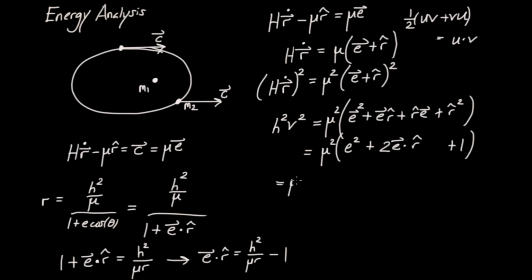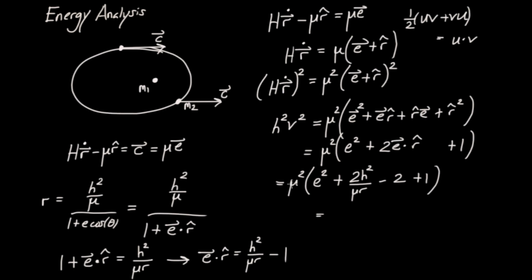I'll leave that mu squared alone for now. We still have that e squared, and then we have twice the dot product. So let me make the substitution here. We have 2 times h squared over mu r minus 2 plus 1. And of course, I'm going to simplify this. Minus 2 plus 1 is going to be minus 1 over there.